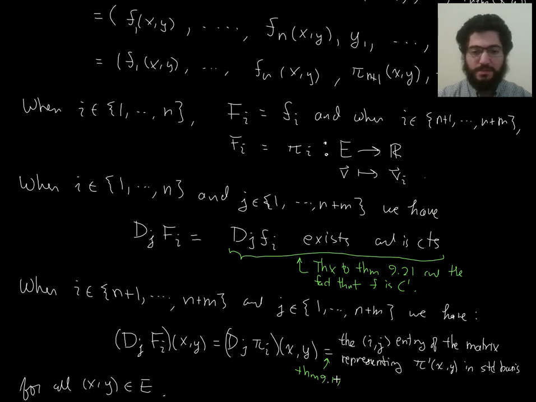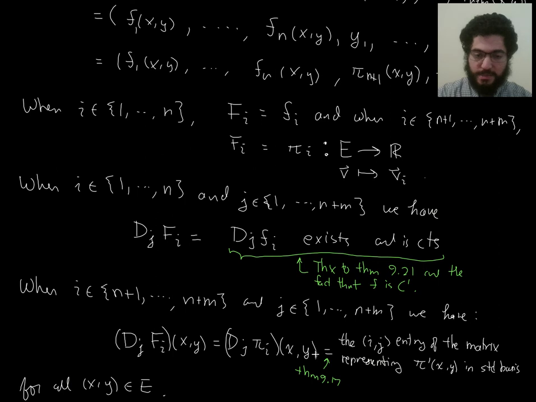Theorem 9.17 tells us what the components of the matrix representing the derivative of a function are. So Theorem 9.17 says if you have a function that is differentiable at a point, then the derivative at that point can be represented by a matrix in the standard basis, and Theorem 9.17 then tells you exactly what the components of that matrix are. They are partial derivatives.